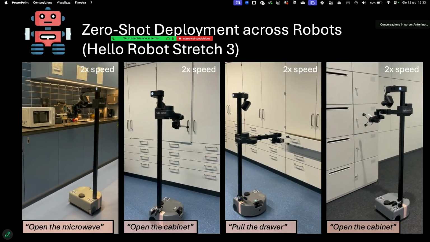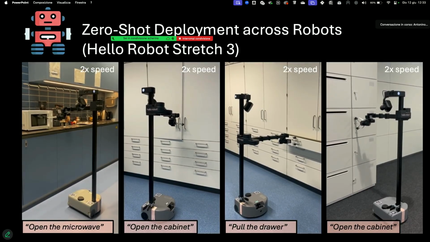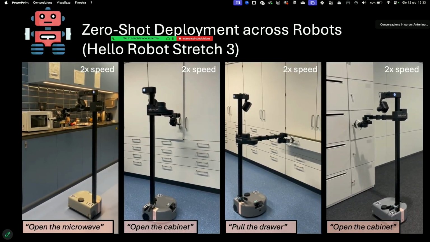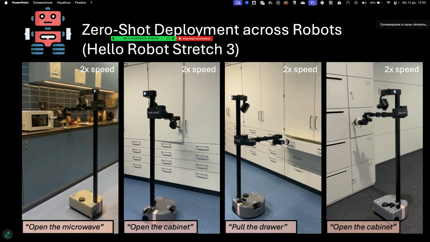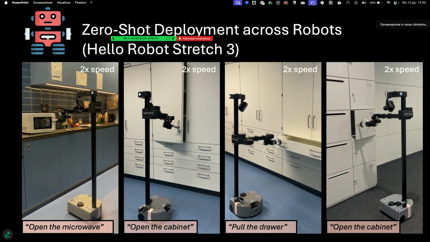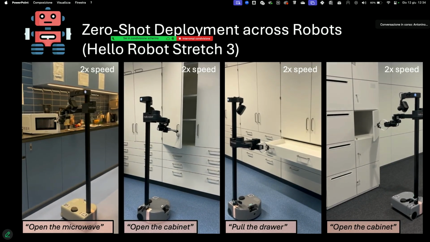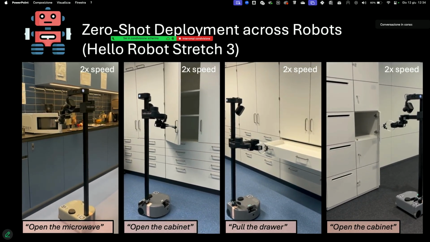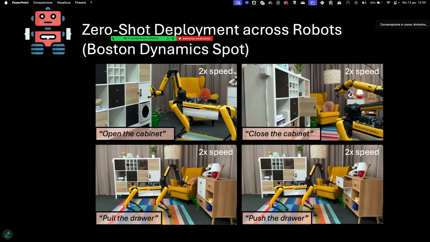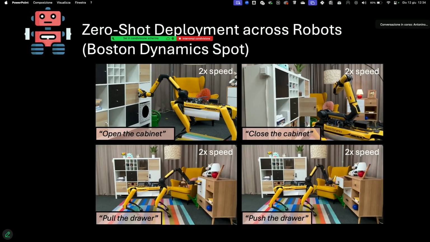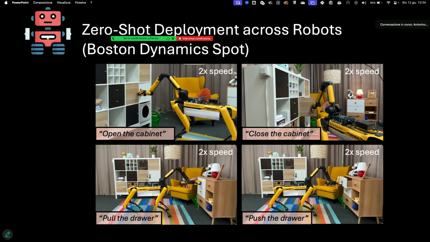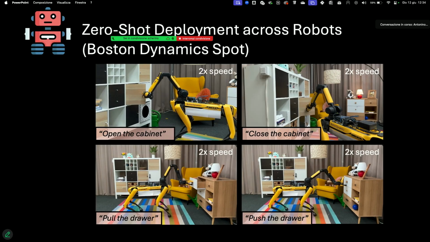We also deploy our model to these robots from our lab and have it execute several manipulation tasks, like open the microwave, open the cabinet, and we can see that it generalizes quite well in these unseen environments. We also want to see if our model can generalize to new robots, so we deploy it to the Spot and have it execute similar tasks but in completely different environments. And again, we can see it has very good manipulation performance.